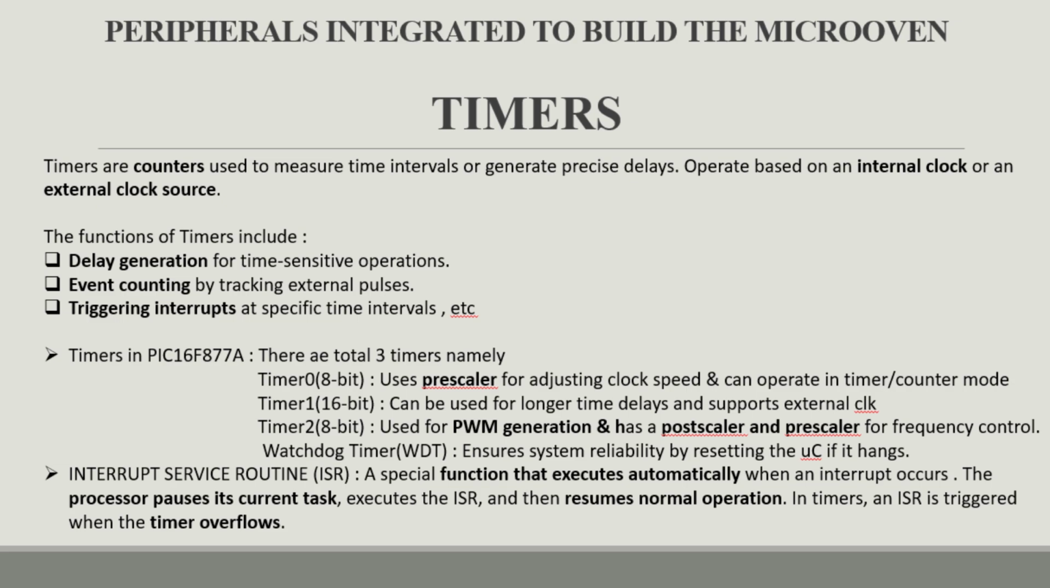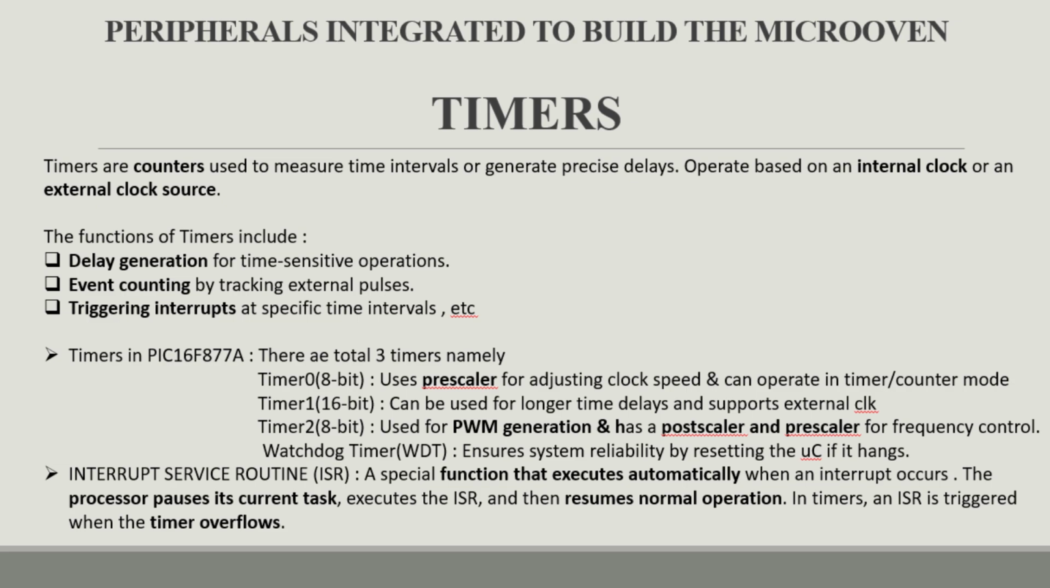The PIC16F877A microcontroller has three timers, which are timer 0, which is an 8-bit timer, and it uses a prescaler to adjust clock speed and can function in timer/counter mode. Now speaking about the prescaler, what exactly is a prescaler? A prescaler is a divider that reduces the clock frequency before feeding it into a timer. This allows the timer to count at a slower rate, extending the time interval before it overflows.